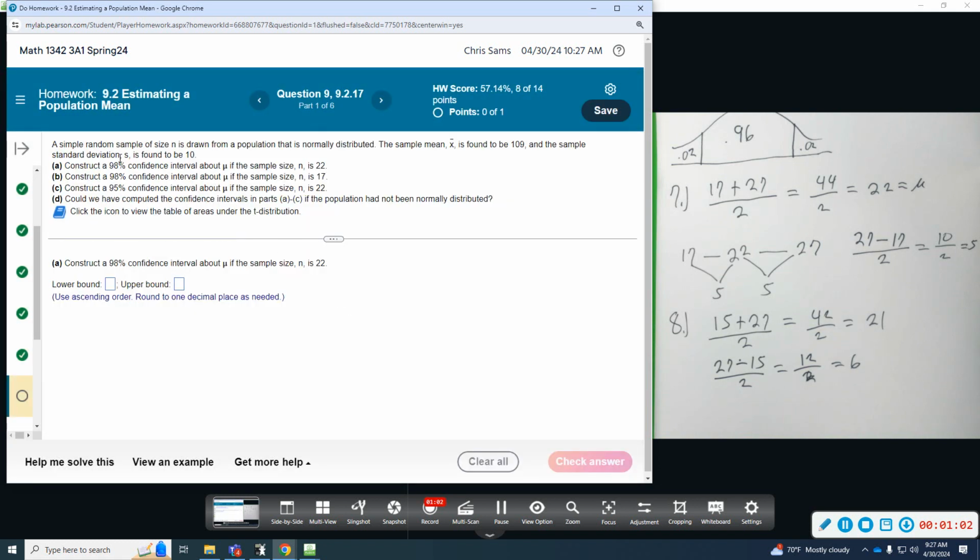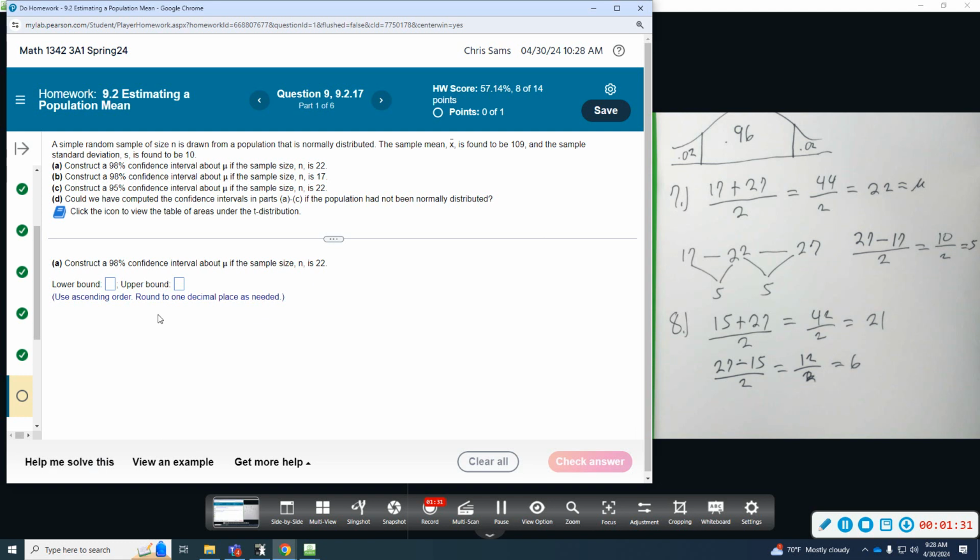Number 9, 6 parts. A simple random sample of size n is drawn from a population that is normally distributed. The sample mean x bar is found to be 109. The sample standard deviation s is found to be 10. We're going to construct a 98% confidence interval about the mean if the sample size is 22, and then 17, and then we're going to go from there.